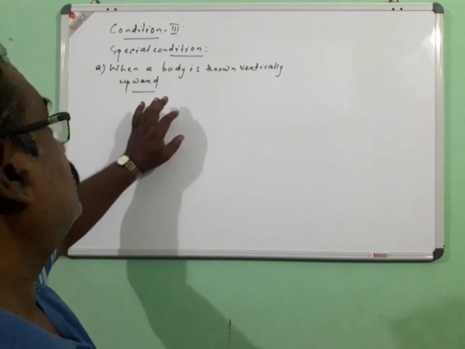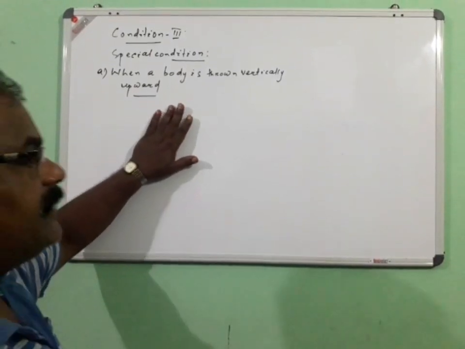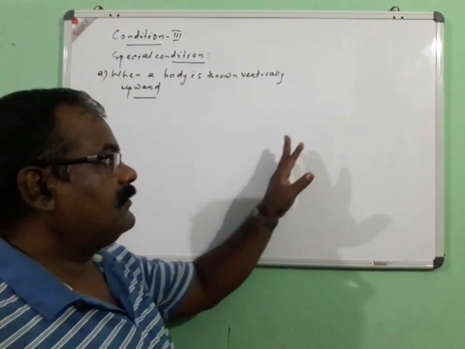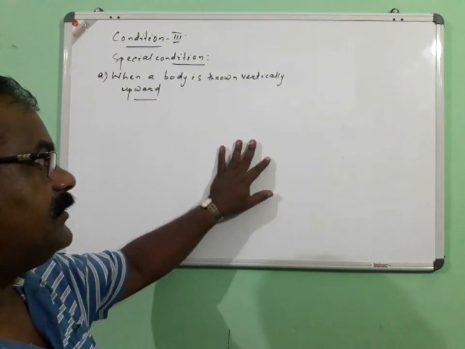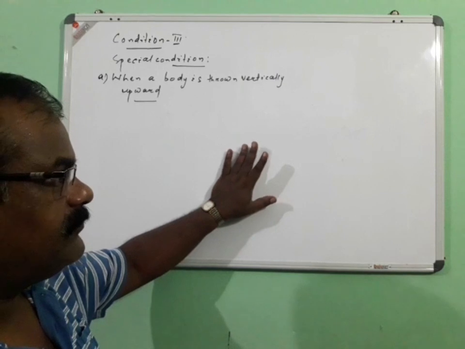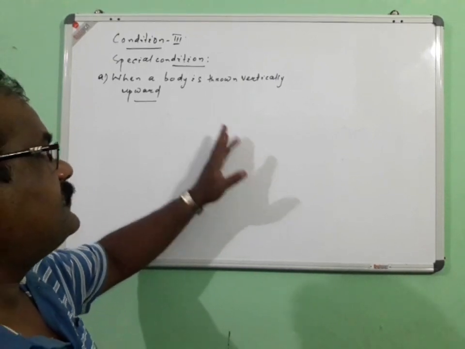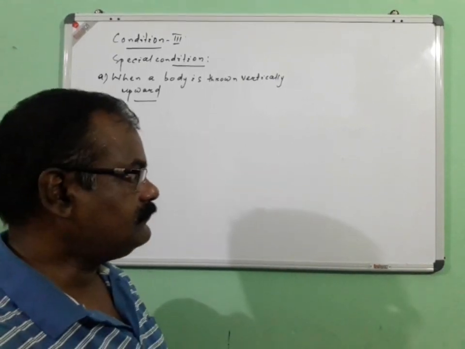That condition number 3, where we have discussed uniform acceleration with the change of velocity, uniform acceleration but variable velocity, is a sort of special condition.